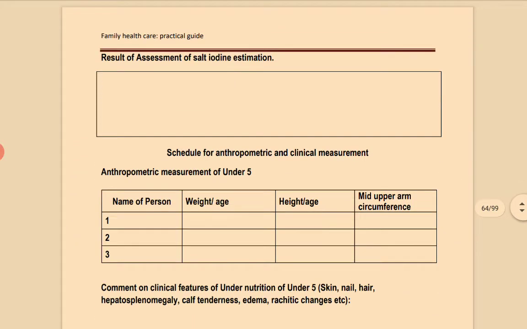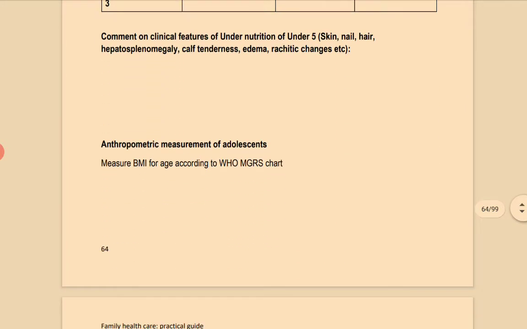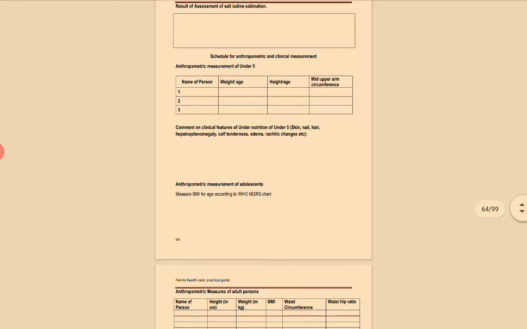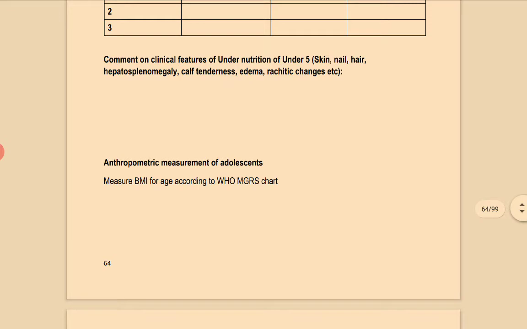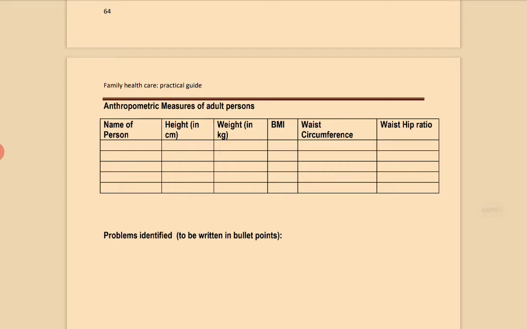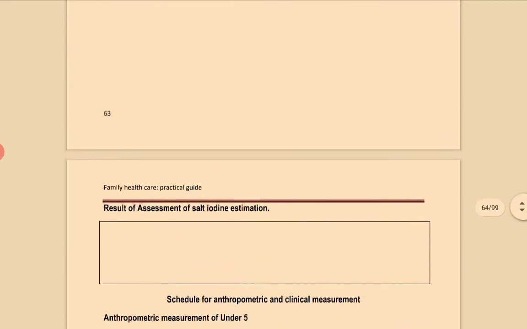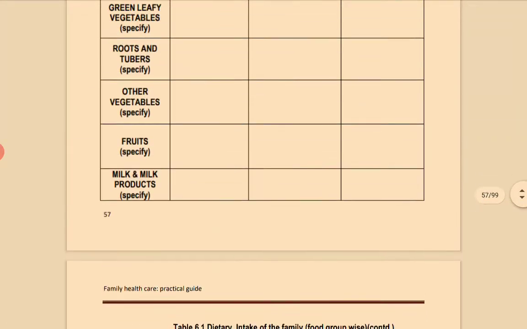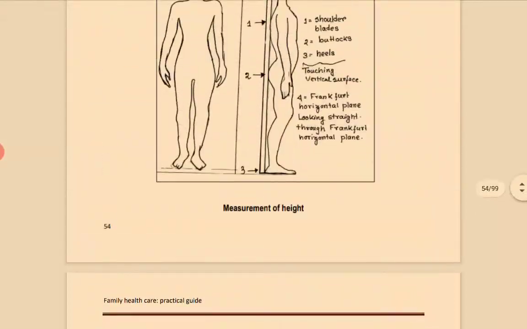Okay. Besides, you will also be doing an anthropometric measurement of the underfed child. Here the records are given. You will also, for the adolescents, measure the BMI. You can look at some clinical features like skin, nail, seborrheic etc. for under 5 children. For measurement of the adult persons, you will measure the BMI, the height, the weight, the waist ratio. Now, I am telling you something about the anthropometric measurements. All these are given in the book itself, so you can go through the books.